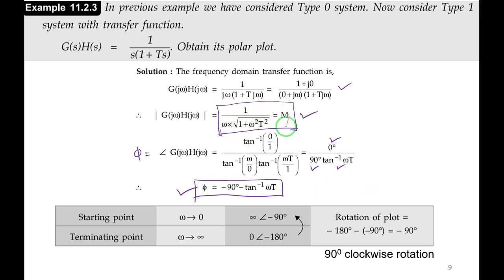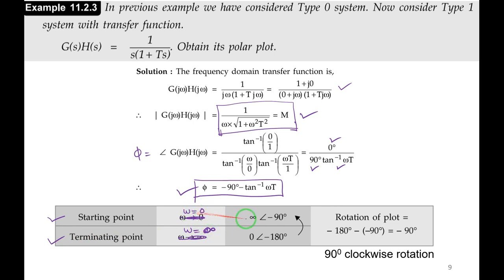So we are ready with magnitude and phase. Let me take the starting frequency. Let me call it the starting point where omega is equal to 0. Next, the terminating point or ending point, where omega is equal to infinity. You will calculate only for these two frequencies. The intermediate values from 0 to infinity will not be considered.